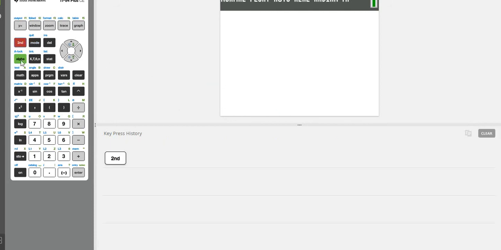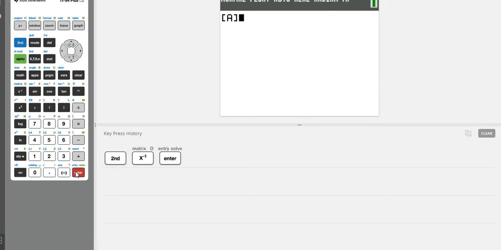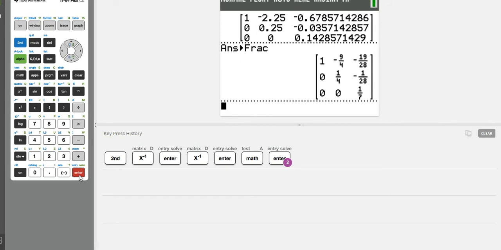If you want to find the inverse of the first one, type that matrix and hit the inverse key. Now that looks kind of ugly. More often than not, WebAssign might want fractions. So hit the math key and then answer the fractions, and oh, that looks a lot more pleasant.